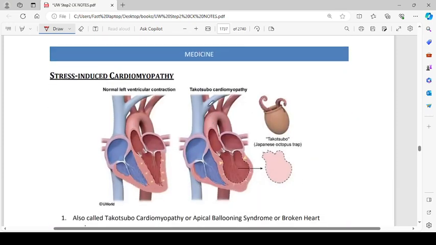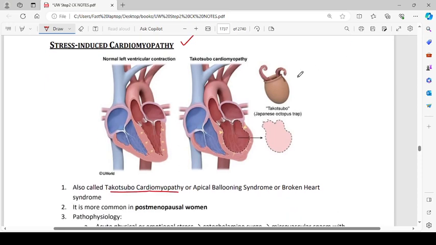Stress-induced cardiomyopathy, which is also called Takotsubo cardiomyopathy. If you have seen Indian dramas or Pakistani dramas, there are a lot of aged and elderly women of the home, and when they hear something very emotional, they just fall down and are said to have myocardial infarction. That is true because it is most common in postmenopausal women, and it is associated with some stressful or emotional event. So in Takotsubo cardiomyopathy, this is the octopus trap, and this is what the heart looks like, right?